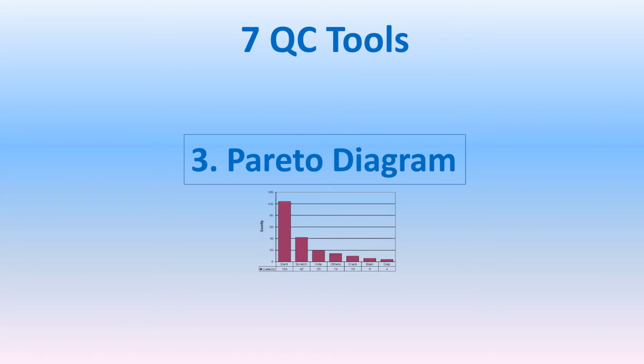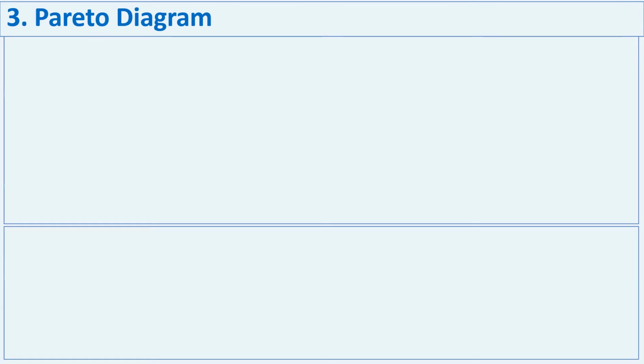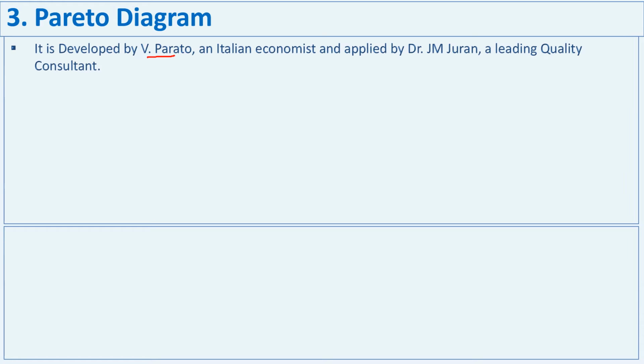7QC tools. Third type, Pareto diagram. Let's study the Pareto diagram. It was developed by V. Pareto, an Italian economist, and applied by Dr. J. M. Juran, a leading quality consultant. It is used for prioritization by the 80-20 rule.